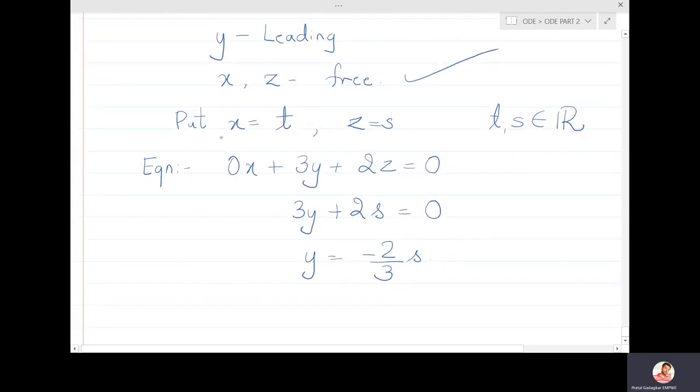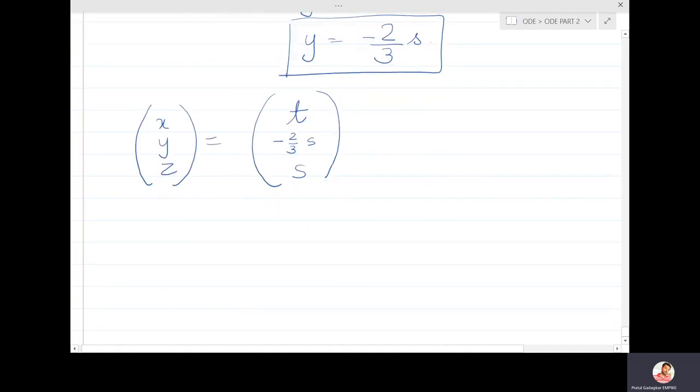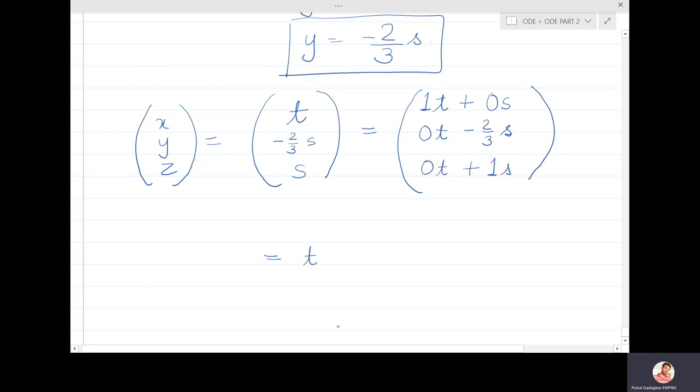And what are the values of x, y, z that I got? x is t, z is s, and y is minus 2 by 3 s. When I write this in vector form, x, y, z is equal to x is t, z is s, and y is minus 2 by 3 s. Separate this out: 1t plus 0s, 0t minus 2 by 3 s, and 0t plus 1s. So this can be written as t multiplied by something plus s multiplied by something. For t, I see here it is (1, 0, 0). So this is what I get for t.